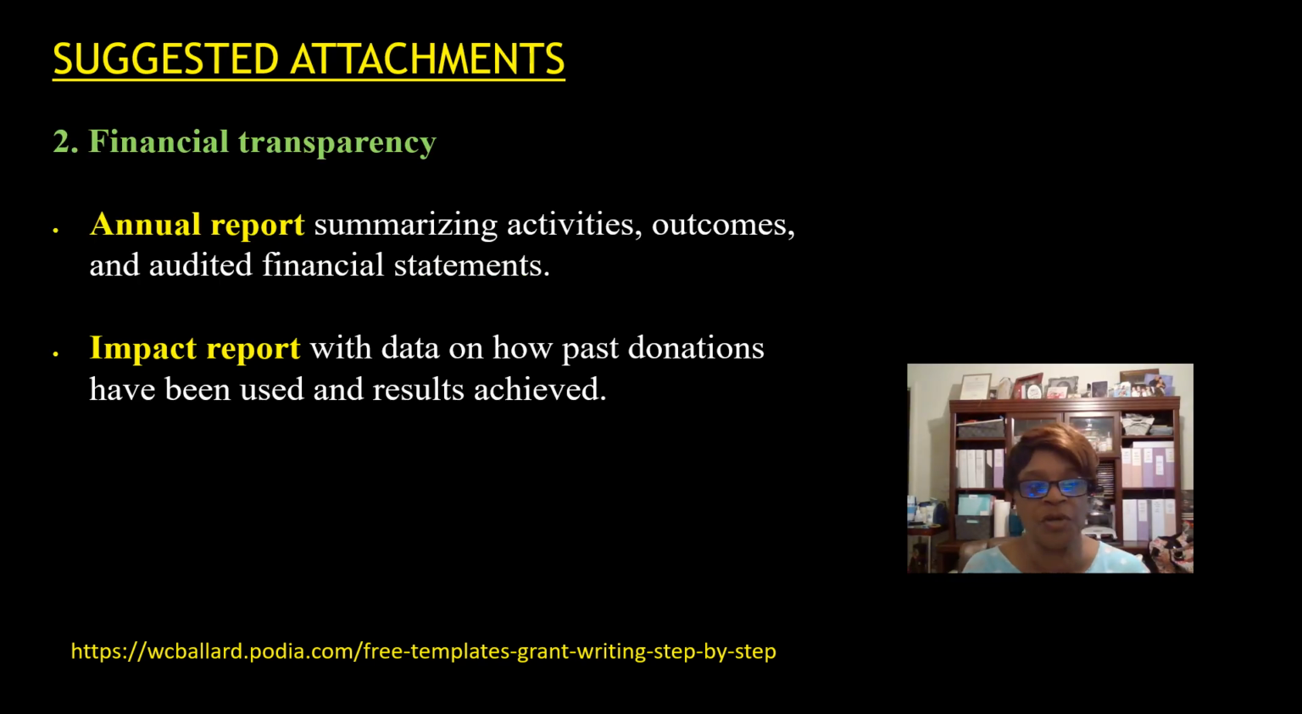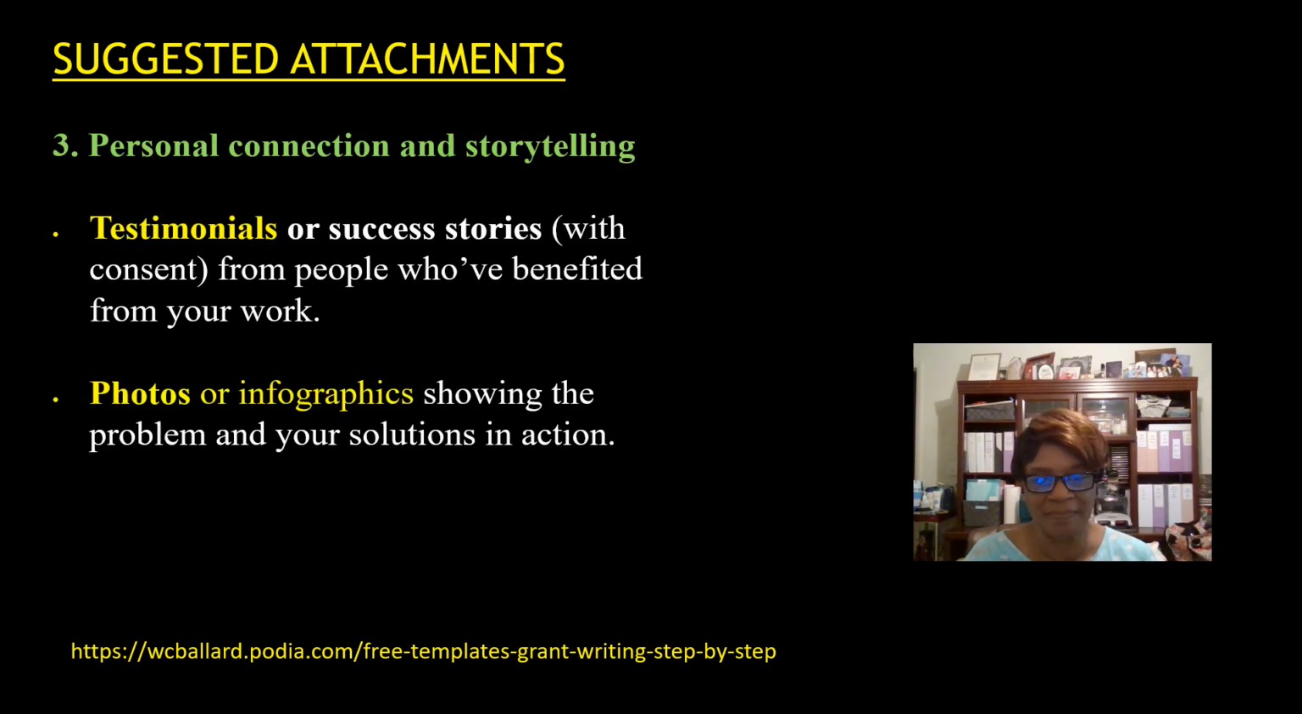Group number 2 are your financial transparency items. Your annual report summarizing what you've done for the year. Or it might be a quarterly report or an impact report, something with data on it showing how many people you've served. It could be a newsletter. Anything that will show you what you're actually actively doing in the community. And again, that makes you more credible as well as more transparent.